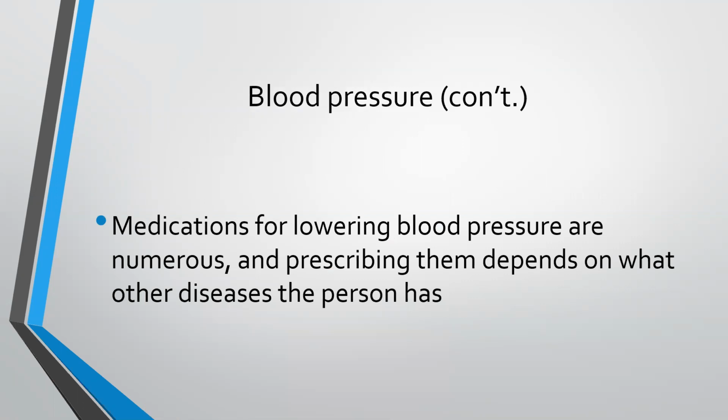Medications for lowering blood pressure are many. I mean, there's at least 6 or 7 different categories of blood pressure medicines, all of which have like 10, 20 drugs. So every single medicine has its own role. And usually you get people to what they need in terms of blood pressure control just by trial and error.